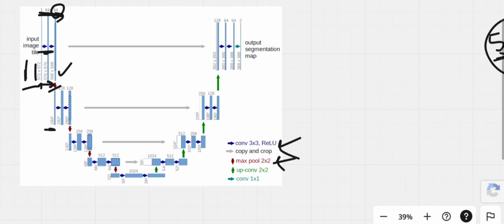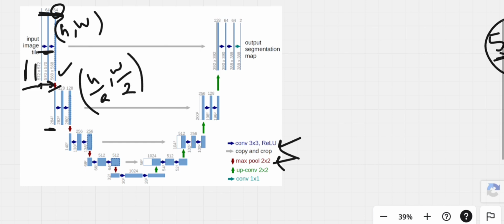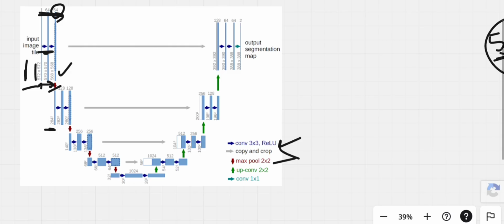We have seen this: if my height and width was h comma w in level 1, after applying the max pooling layer, our height and width reduce by 2. So 568 by 2, 284. Then the spatial dimension decreases because we applied the convolutional layer, then 280 again because we have applied the convolutional layer. The channels keep on growing. Initially it was 64, but now it is 128.